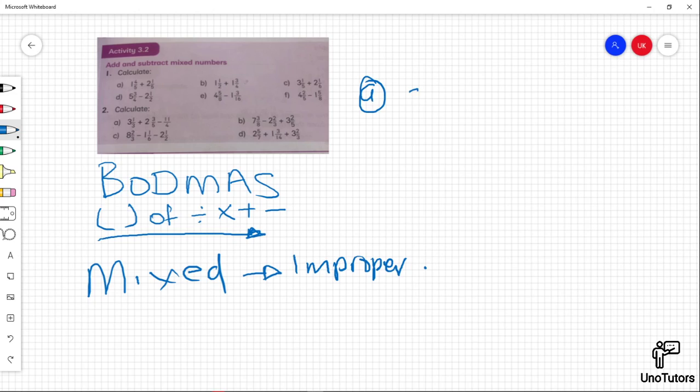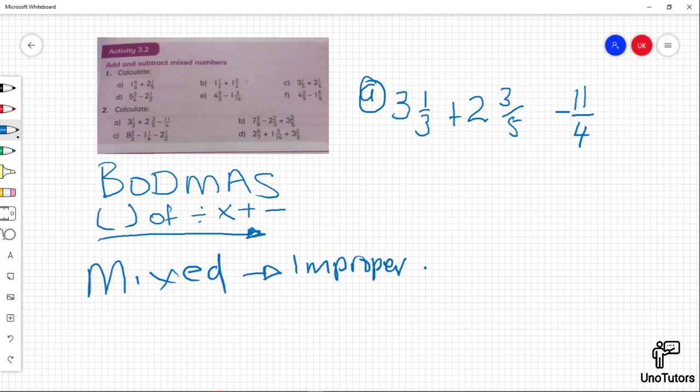Okay, so we have 3 1/3 plus 2 3/5 minus 11/4. You can see this one is already an improper fraction, sort of hinting at you.